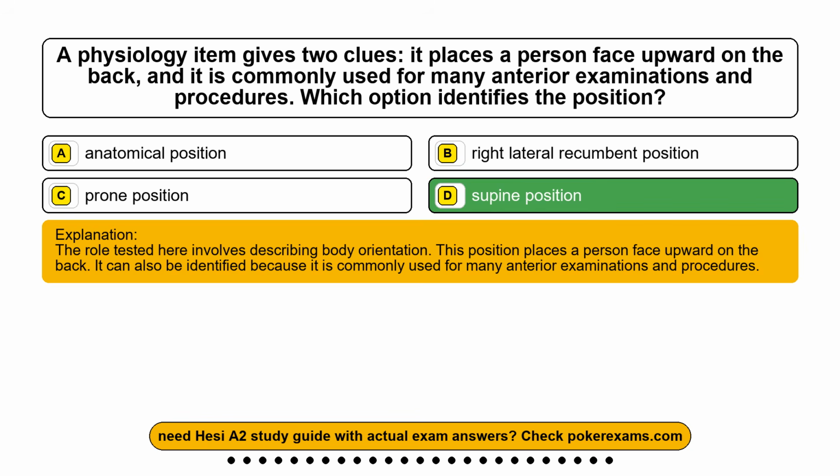The role tested here involves describing body orientation. This position places a person face upward on the back. It can also be identified because it is commonly used for many anterior examinations and procedures.